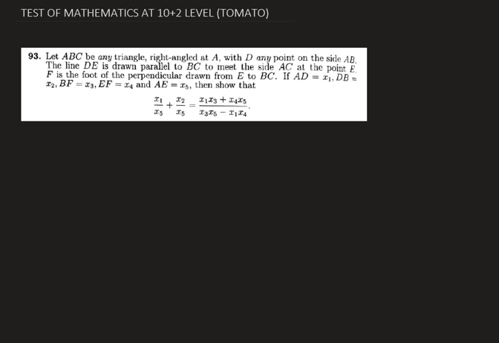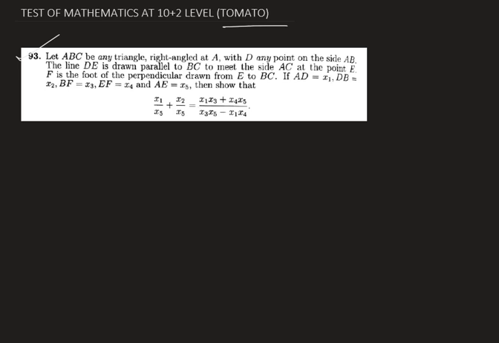Today we are going to solve one problem from Test of Mathematics at 10 plus 2 level, which is very well known as TOMATO. This book is published by the Indian Statistical Institute to help students in the preparation of BStat or BMath examination. So let's start with this problem.